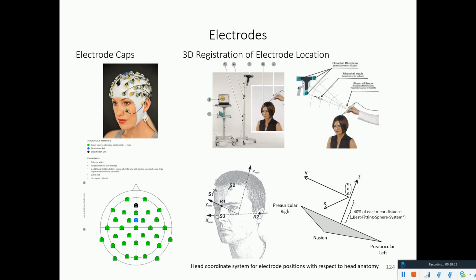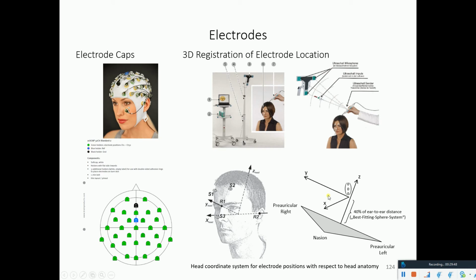Now, the coordinate system that is used by these 3D registration systems is the following. You locate the pre- or periauricular point left and right and the nasion. So this gives you this triangle in 3D space, which is oriented, so you have some orientation of your coordinate system, and then the origin of the coordinate system is located at 40% of the ear-to-ear distance, which is also the best fitting sphere system. So you register these 2 points, and then you go 40% up from the middle and this is where the origin is.